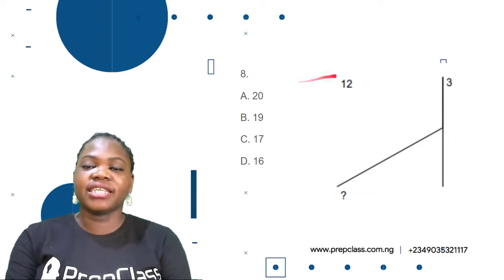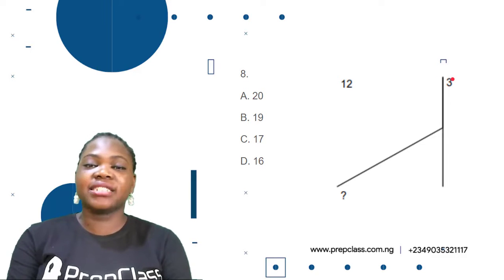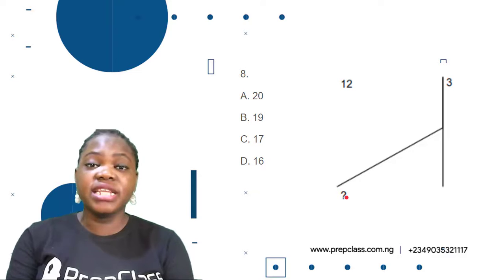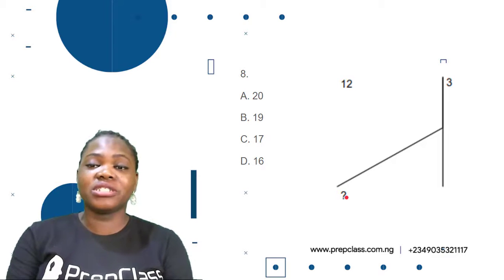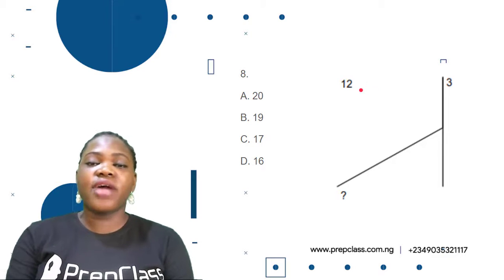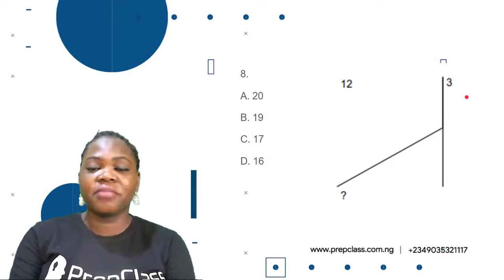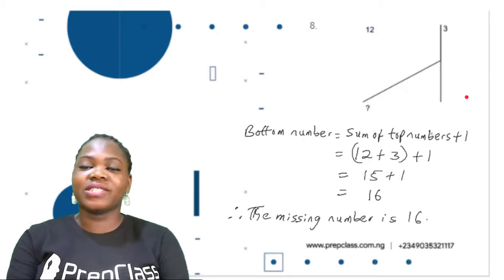Question 8. 12 and 3 are the top numbers, and we are asked to find the bottom number. So this is really, really easy. You should even be able to do this yourself. All you have to do is to add the top numbers and then add 1 to it again to get the bottom number. Okay, let's do it together.